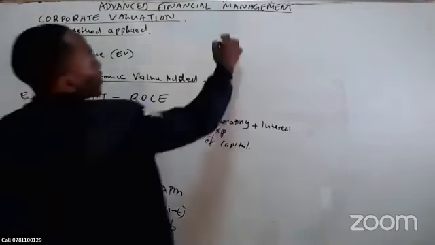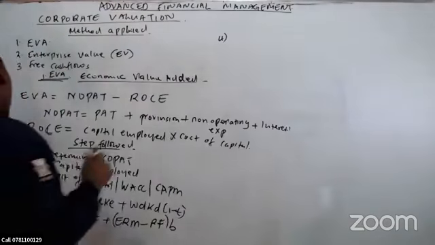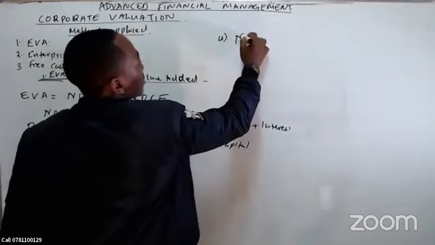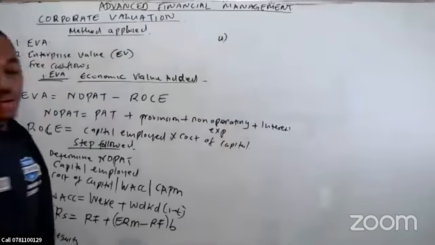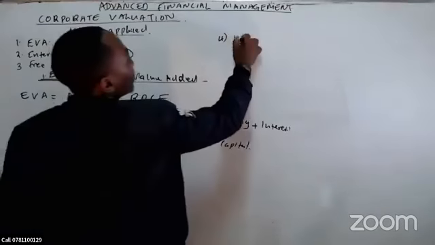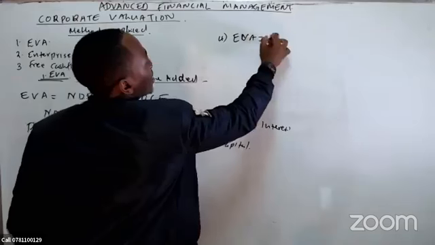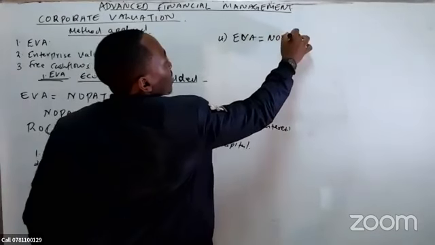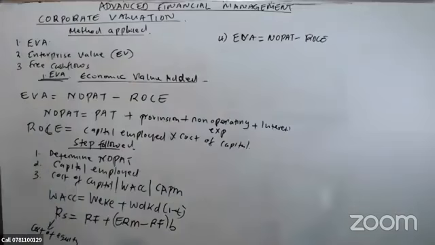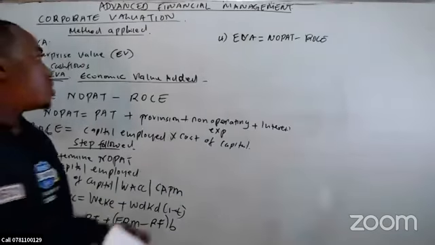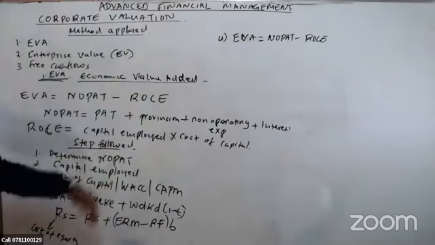Then step number four, now you can get your EVA. We have said that EVA is the NOPAT less the return on capital employed. So that's the introduction to economic value added.